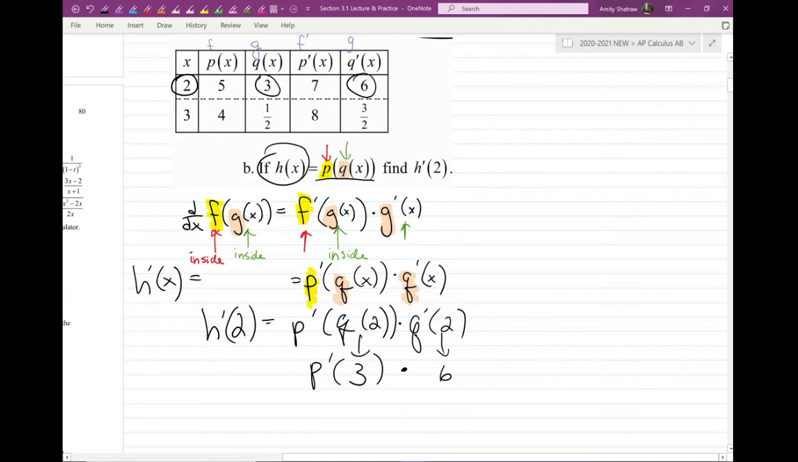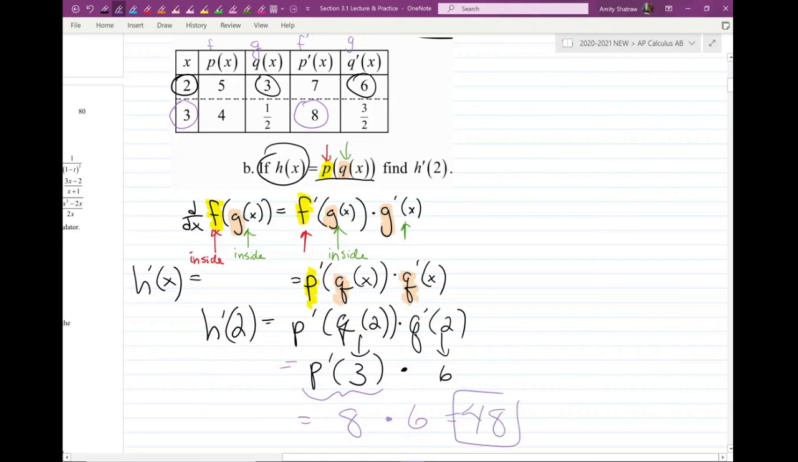So what is p prime of 3? Well, here, let me break out another color now. There's something of 3, and here is where the p prime of 3 lives. So p prime of 3, when I evaluate it, I get an 8, and there was a 6 already there. So my final answer will be 8 times 6, which is 48.